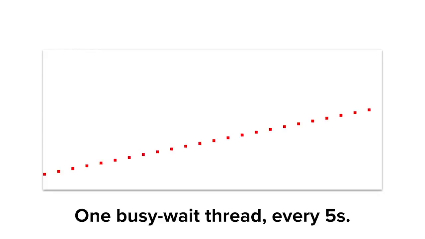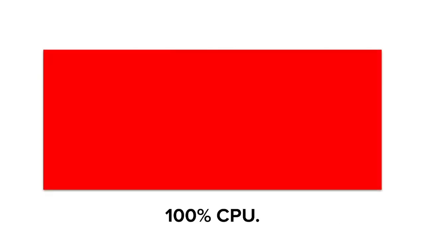Busy wait threads, they wake up every 5 seconds. You have this kind of different line there. You have different CPU utilization levels. This is what you would get if you maxed out all CPUs perfectly. It's all a red thing.